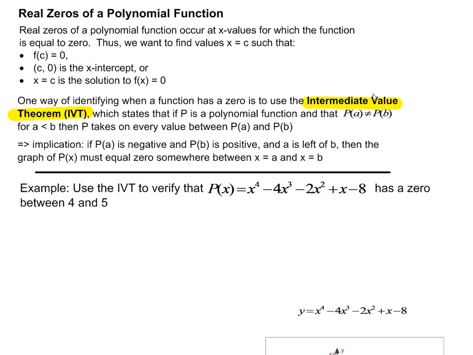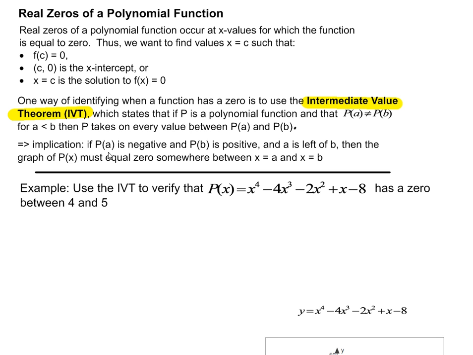This particular theorem says that if we have a polynomial function p of x, and we pick two values for x, a and b, and evaluate the function at a and at b, and we find that the value of p of a does not equal the value of p of b, then p takes on, the y value takes on, every value between p of a and p of b. And you're probably scratching your head and going, okay, Professor Peoples, real good. Well, there's a very big implication right here, and this is one that's really useful for us.